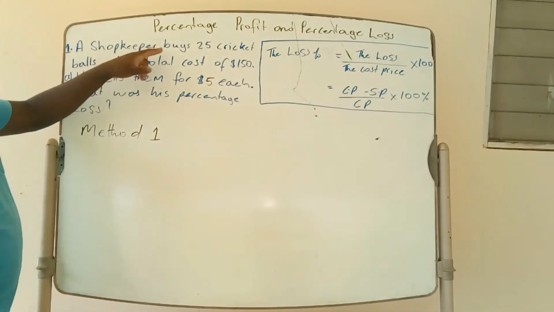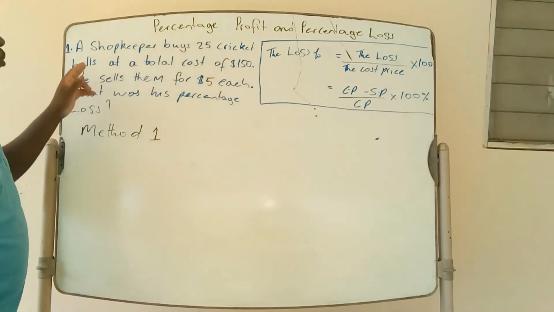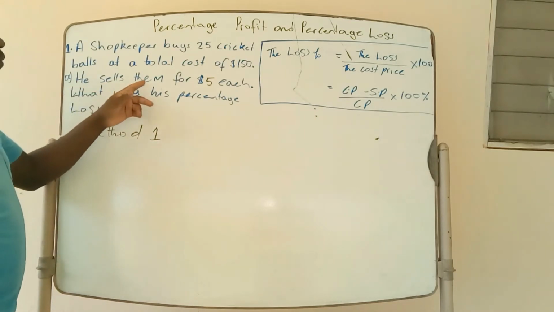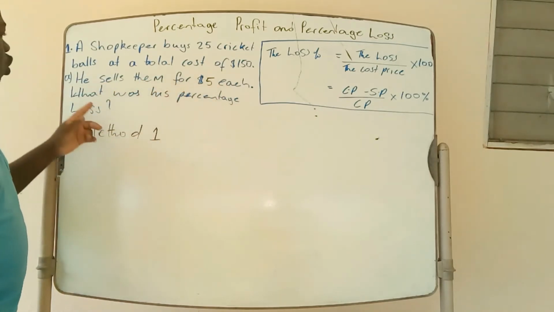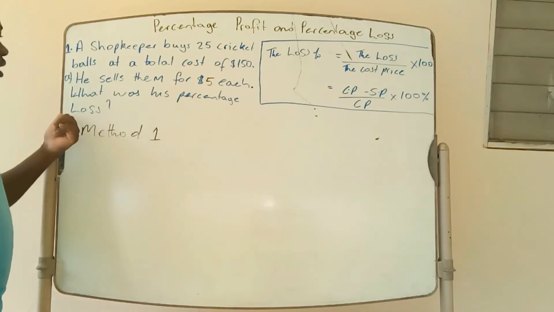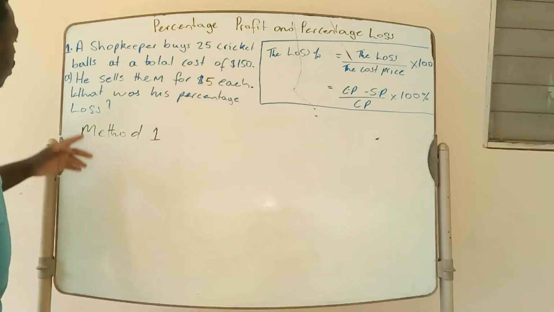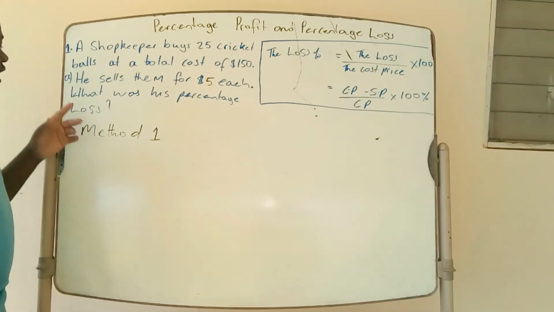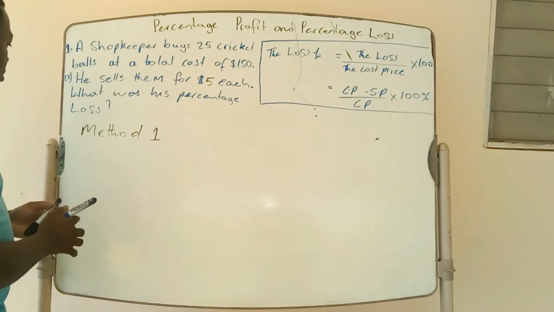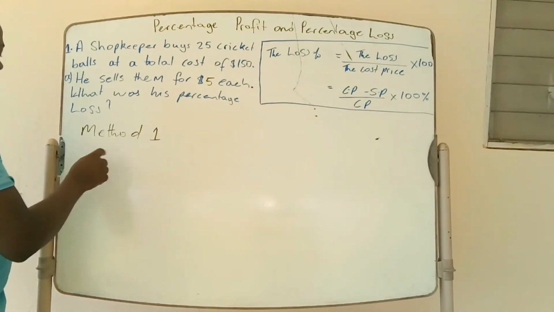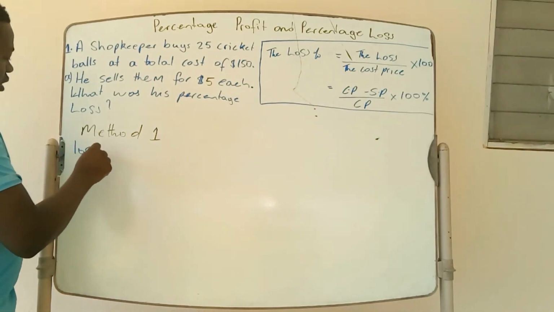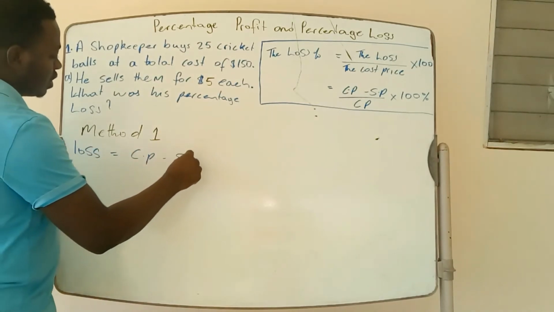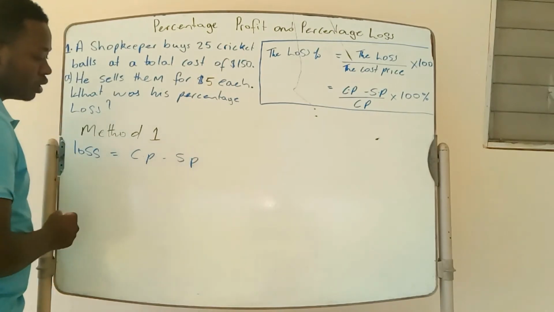A shopkeeper buys 25 cricket balls at a total cost of $150. He sells them for $5 each. What was his percentage loss? Now, if we want to determine the percentage loss, we need to know what the loss is, right? So, how do we determine loss? We know that loss is going to equal the cost price minus the selling price, right?